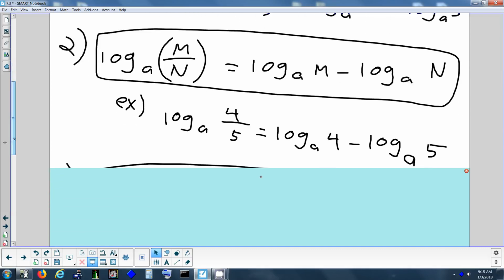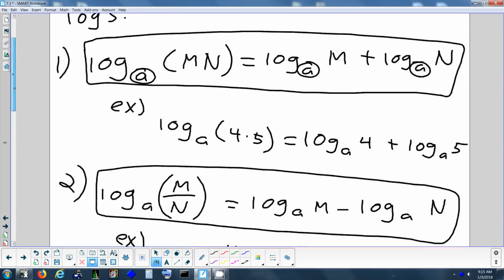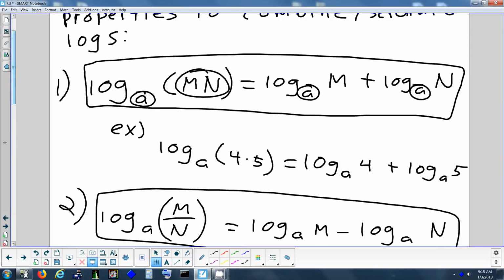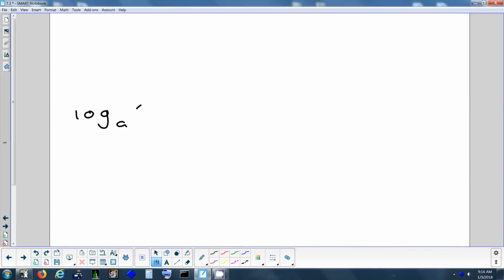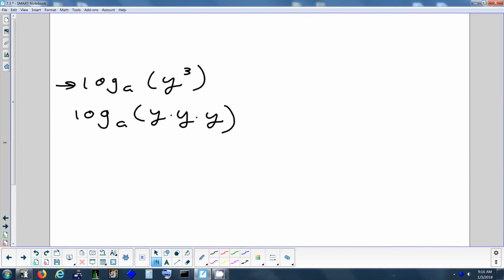Okay, third and last property. The third property is kind of like rule 1. But the difference is, let's pretend that all those were the same. Let's pretend we had y times y, or even more, let's do y times y times y. What's a shorter way of writing y times y times y? It's y to the third. I want you to keep that in mind, and then when we get a final answer, you're going to notice something.